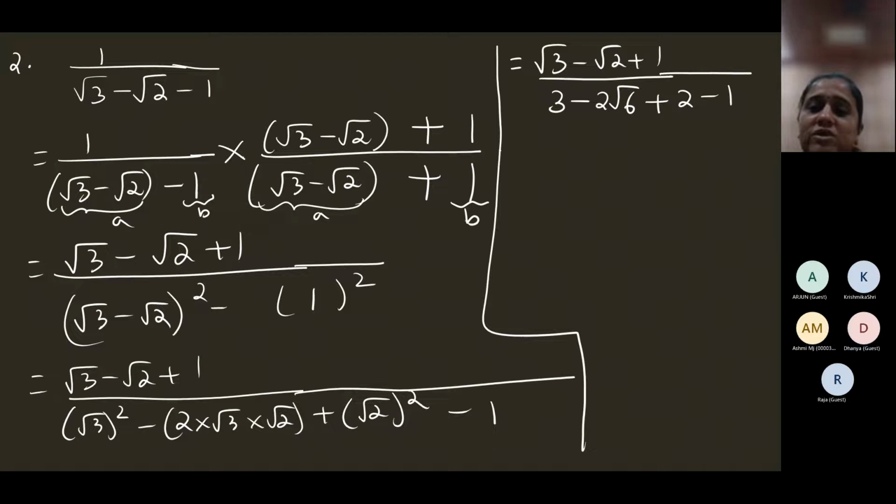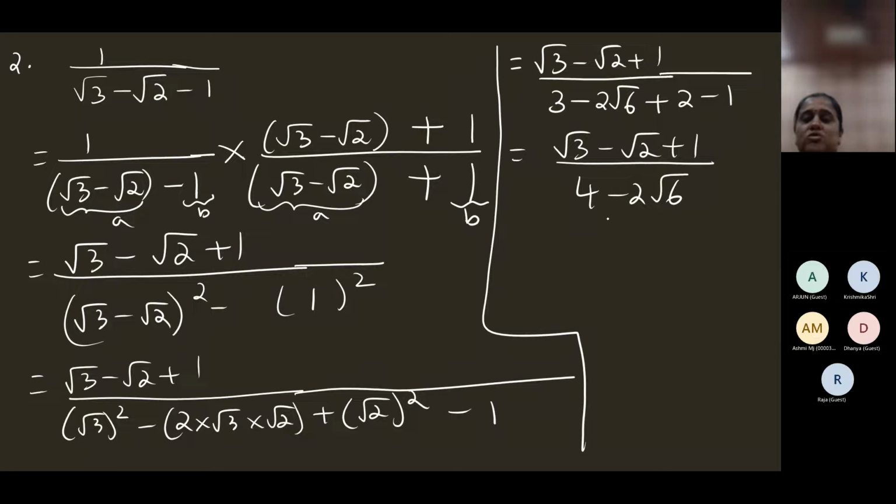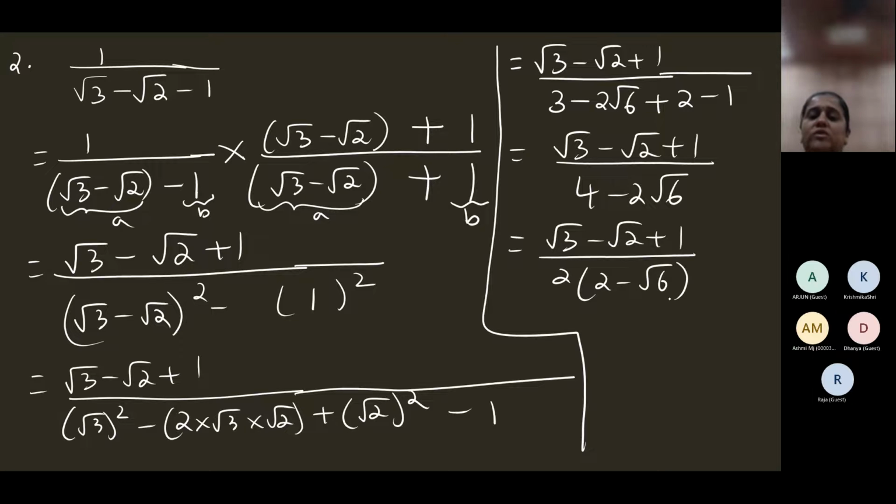Minus 1. Very good. So the next step, the numerator as it is, divided by 3 plus 2, 5. 5 minus 1, 4. 4 minus 2 root 6. Now there is something common in the denominator. Take it out. So root 3 minus root 2 plus 1 by 2 into 2 minus root 6. Now again we have to rationalize the denominator.